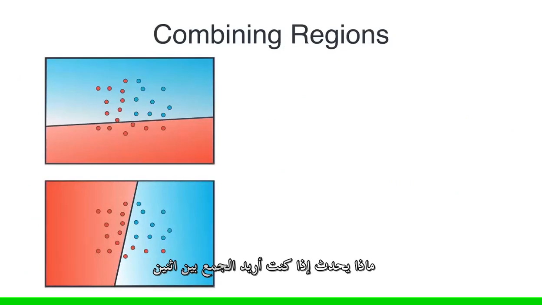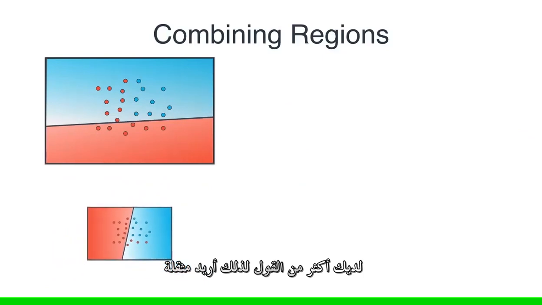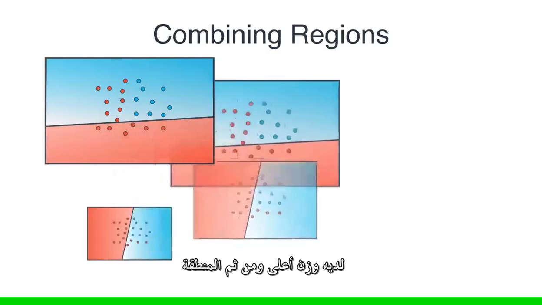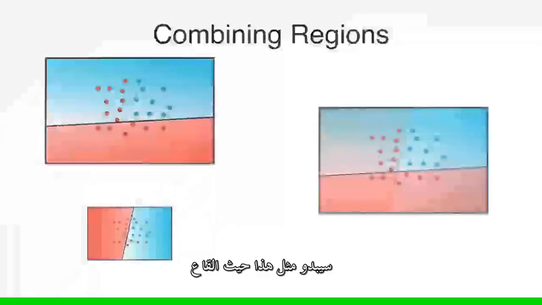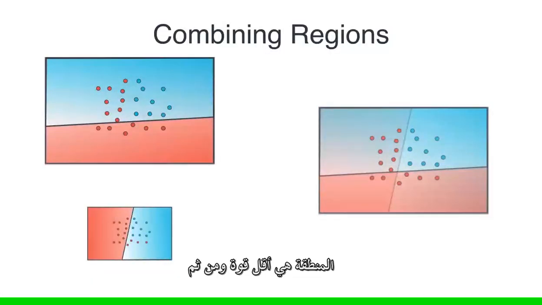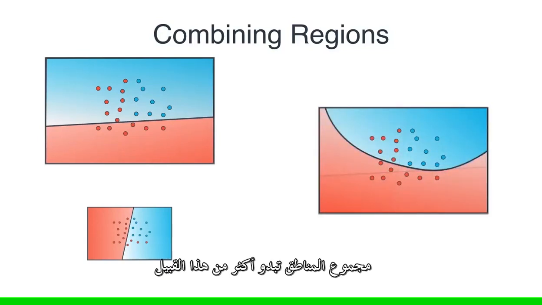Now, what happens if I want to combine two regions, but I want the one on the top to have more of a say? So I want a weighted combination where the area on the top has a higher weight. And then the area would look like this, where the bottom area is just less powerful, and then the sum of areas looks more like this, which looks a lot more like the top region than like the bottom region.